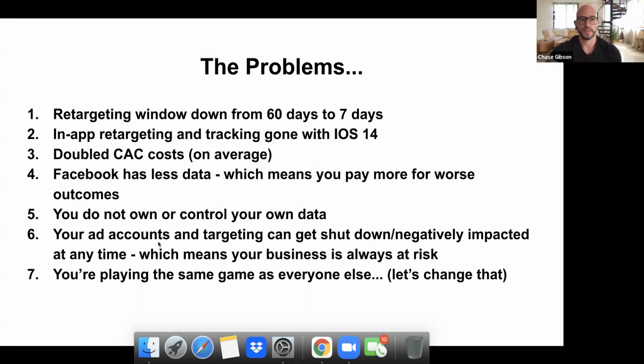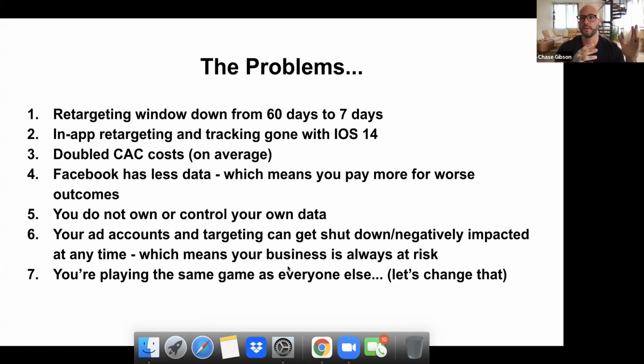And ultimately, that means that your ad accounts and your targeting can get shut down or be negatively impacted at any time. And your business is really always at risk if you're constantly relying on other platforms to do your targeting for you and to optimize your campaigns. Now, just to be clear, I'm not saying you shouldn't use any of those platforms.